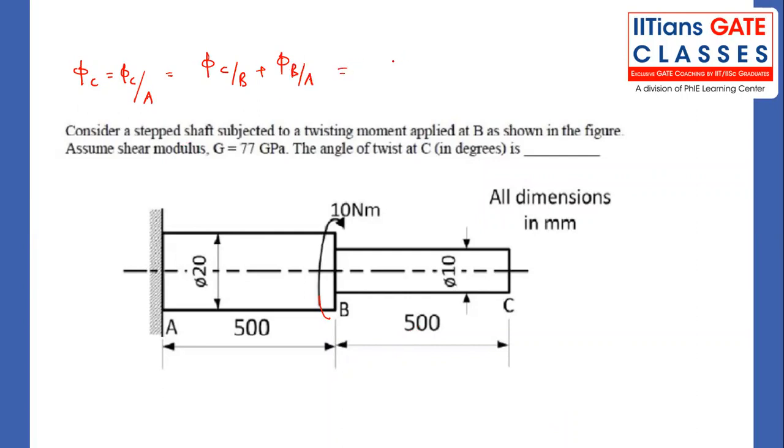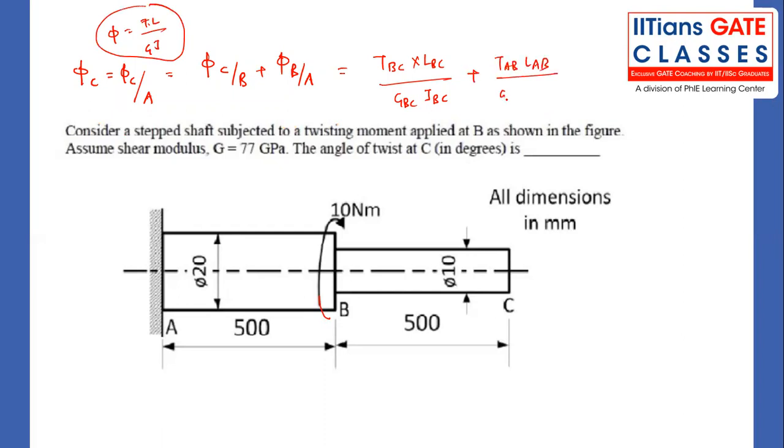Phi C with respect to B is what? That is the angle of twist of C with respect to B. T_BC L_BC divided by G_BC J_BC. The formula we know is TL divided by GJ. Same formula we are using over here, plus T_AB L_AB divided by G_AB J_AB.